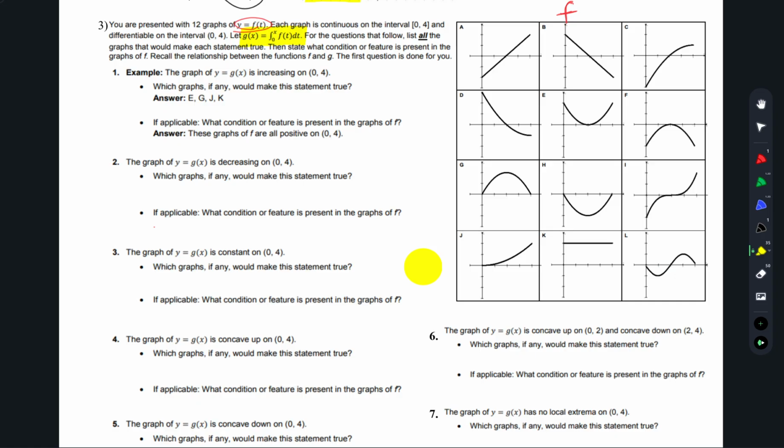Okay. So like for question 1, the graph of G is increasing on 0 to 4. Okay, so you have to think about if G of X is increasing, that's a derivative word. So you have to think, okay, that's like G prime. You're going to have to look at G prime positive. I don't have G prime, I only have F stuff. So the correct justification is that these graphs are all positive from 0 to 4. So if you look at the graphs, E, yes, goes to 0.